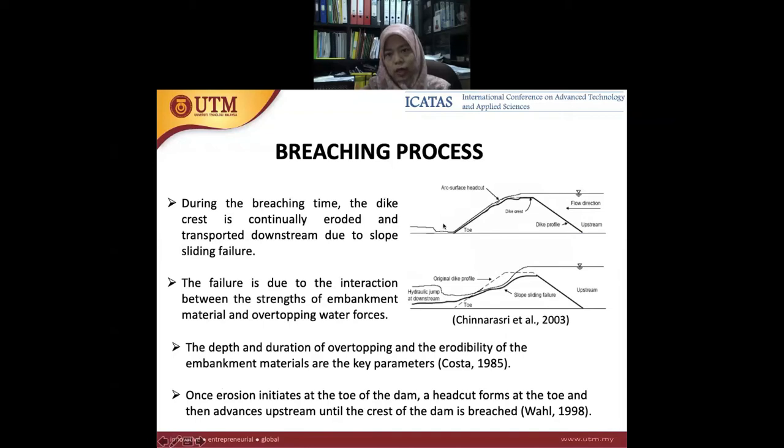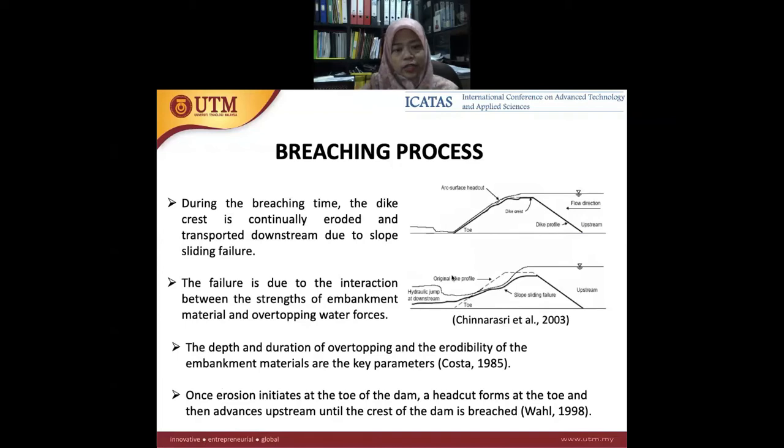We have the hydrostatic pressure at the back of the embankment here, and the failure is due to the interaction between the strength of the embankment materials and the overtopping water forces. So we have two mechanisms: the hydrostatic pressure from the upstream, and the weakness of the material. So it causes the erosion or the sliding of the embankment.